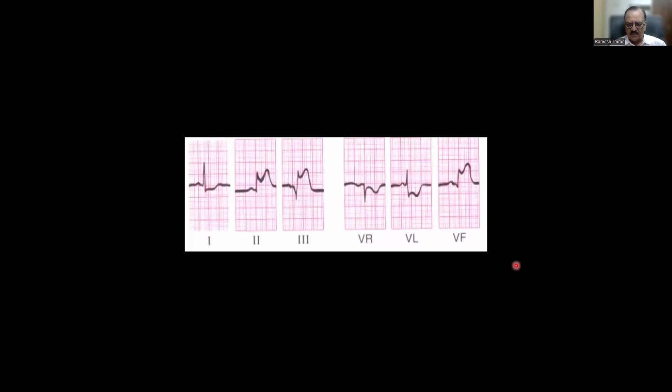We have given only limited inputs. Okay. So it is an inferior wall ST elevation myocardial infarction. Reciprocal changes in lead 1 and aVL are there. Very good, very good. So reciprocal changes.